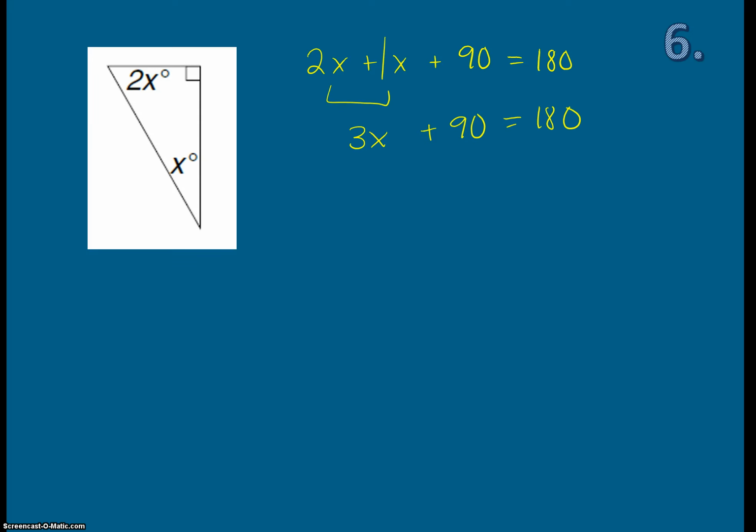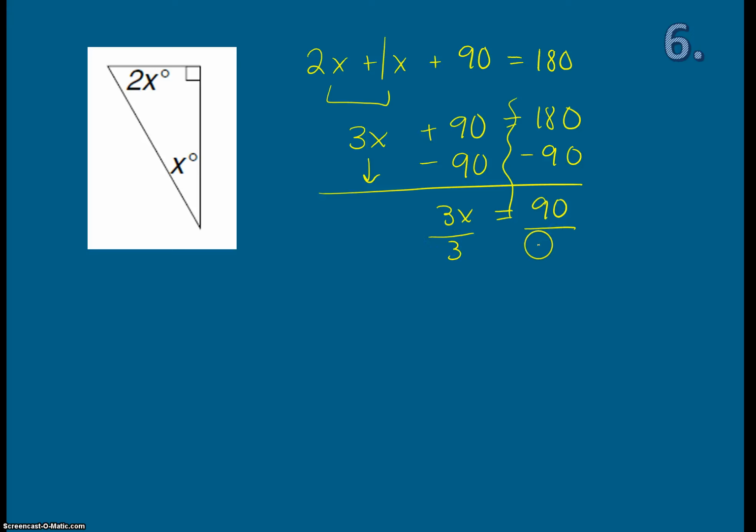Now to solve this problem, this is a review, you'd have to do a 2-step equation. So I subtract 90 from both sides. So I would get 3x is equal to 90 degrees. I divide both sides by 3. I get x is 30 degrees.